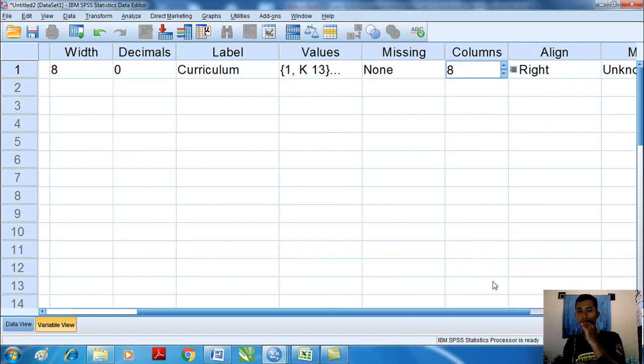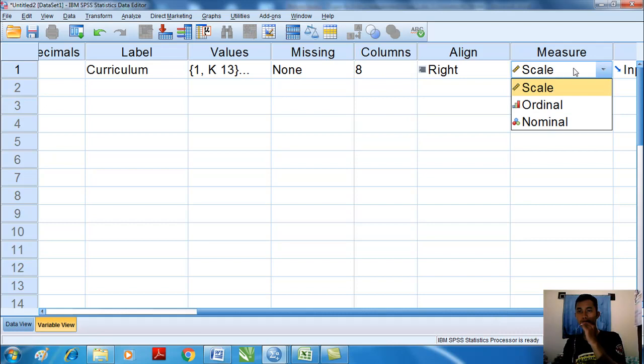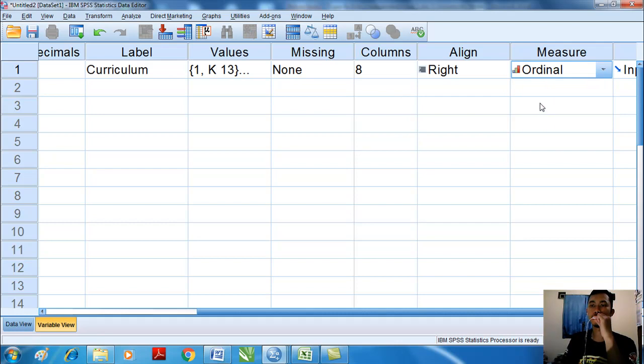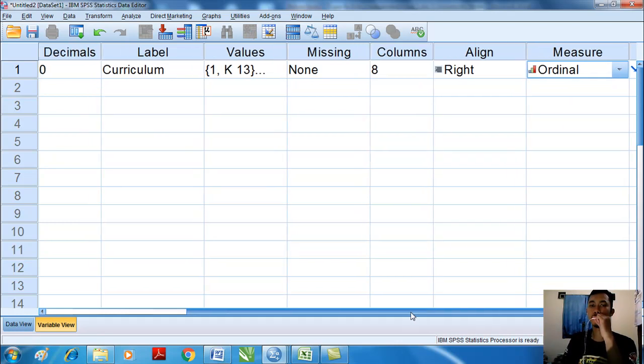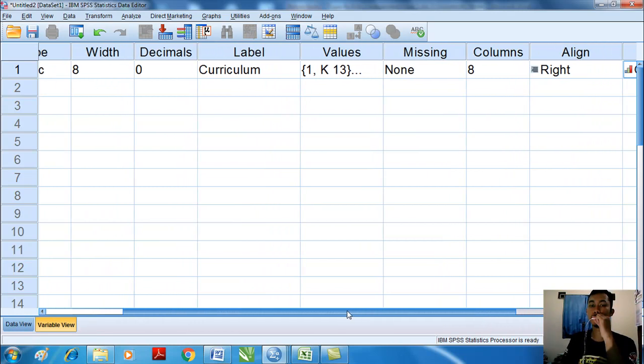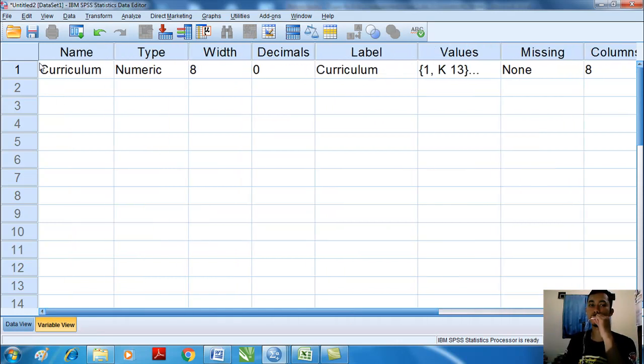Now we come to the measurement. Because this data is a type of rank, we use ordinal measurement. How do we know it? We know it from the division of K13 and KTSP. Which one is better? So it indicates the rank. Okay. And the second one, we type English learning process.